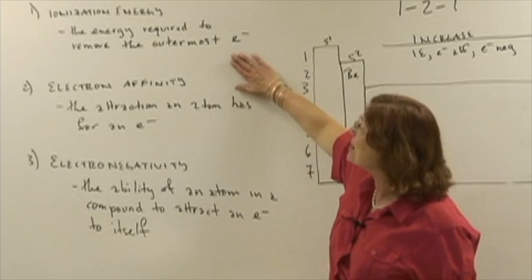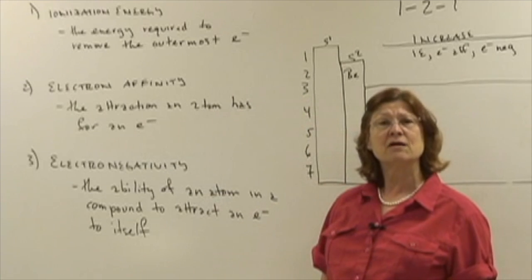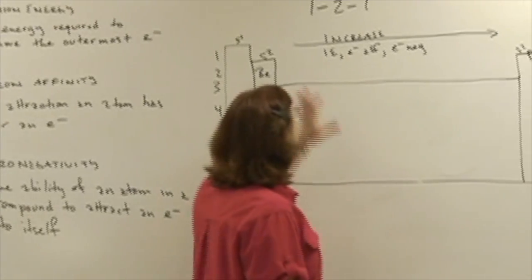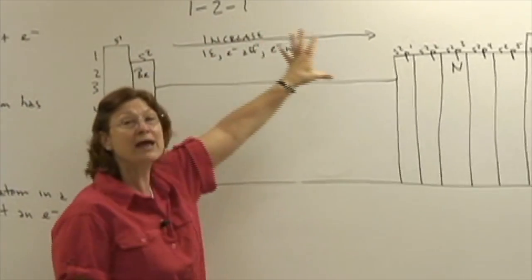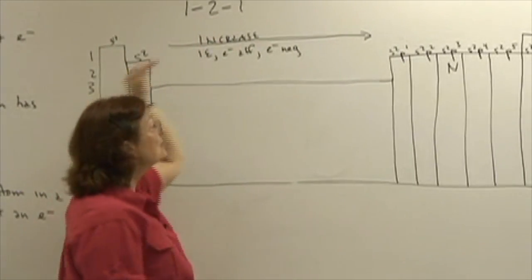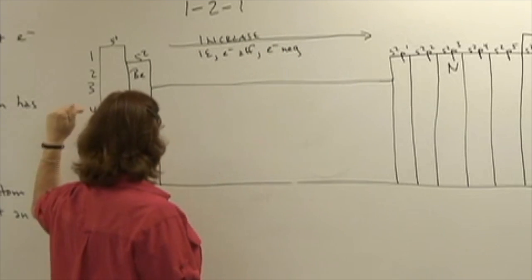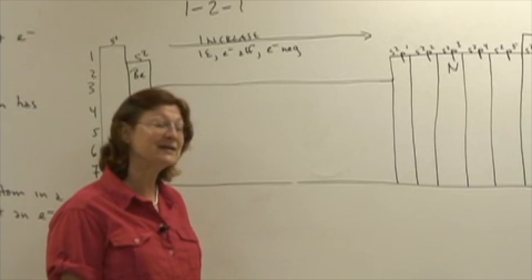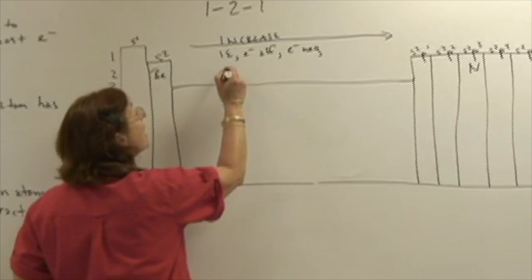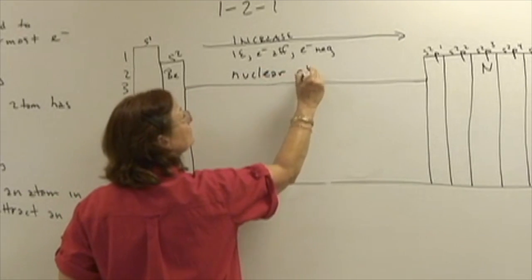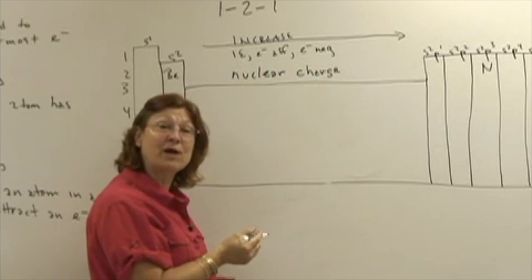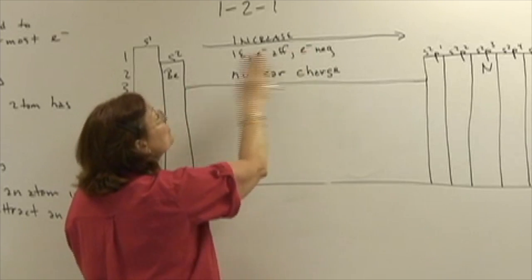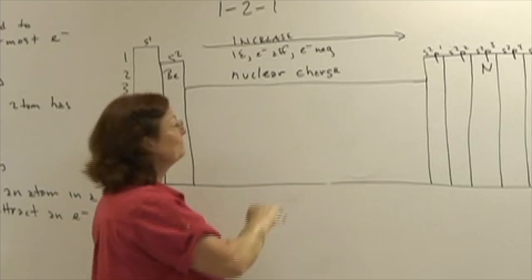And because these are measured values, we found that there's a couple of exceptions in there, and we need to determine why that is. Well, in general, all 3 of those increase as you move from left to right. And the reason that they increase from left to right, because as we are going across a period, we are increasing the number of protons. We are increasing the nuclear charge. And that is why it increases from left to right, because it is holding on more tightly to those electrons.